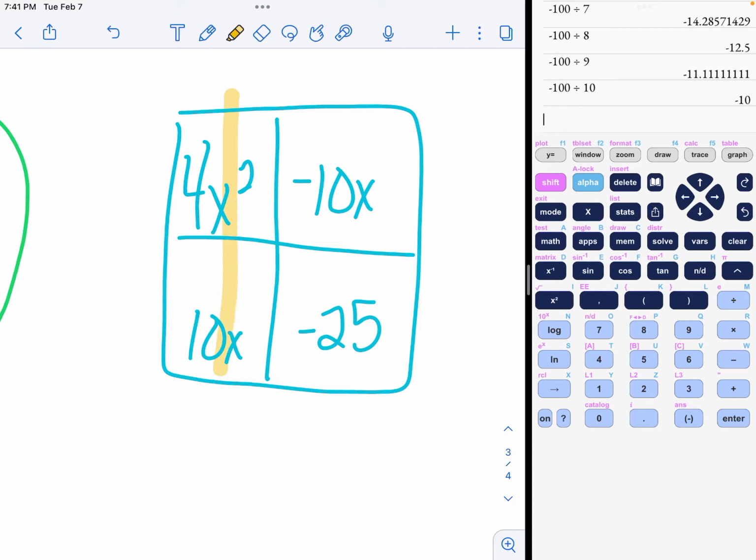What goes into 4 and 10? 2, and they each have an x. What goes into 10 and 25? 5, and they do not both have x. The top was negative, so the bottom was negative.